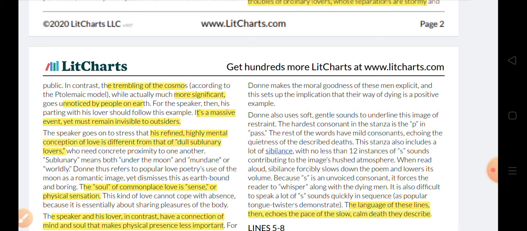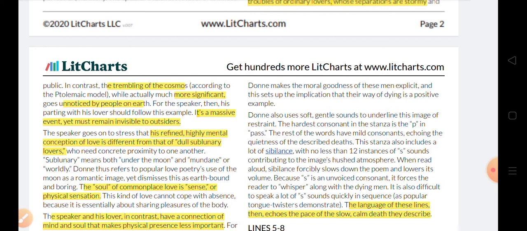So their expression is like this: the trembling of the cosmos is a massive event that remains invisible to outsiders. So our expression should not be noticeable by other ordinary people, and his refined, highly mental conception of love is different from that of dull sublunary lovers.